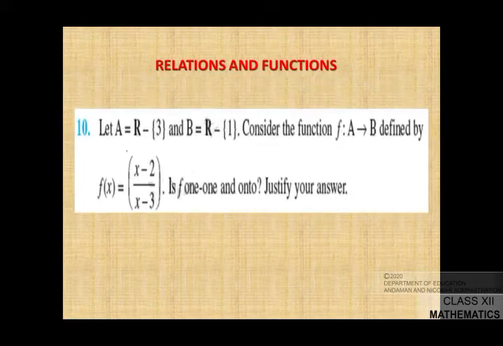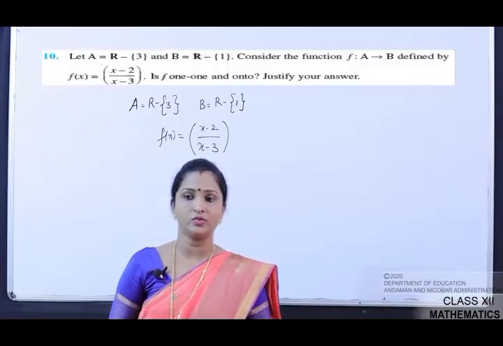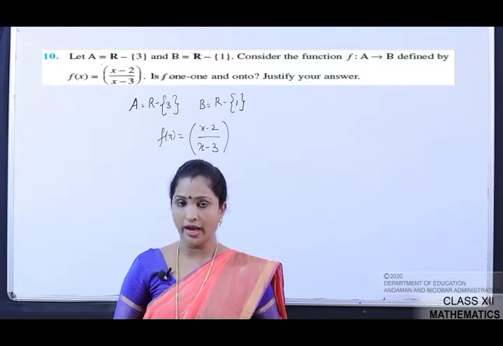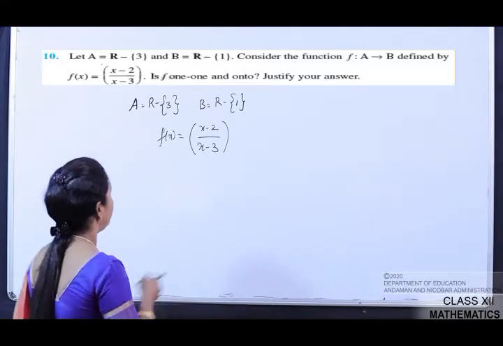ओके, so let's see the 10th question. Let A = R − {3} and B = R − {1}. Consider the function f mapping from A to B defined by f(x) = (x − 2)/(x − 3). Is f one-one and onto? Justify your answer. So here you have to see whether the function is one-one and onto, and you have to write the reason. ठीक है, तो इसको हम करेंगे, बहुत ही इंपॉर्टेंट क्वेश्चन है.